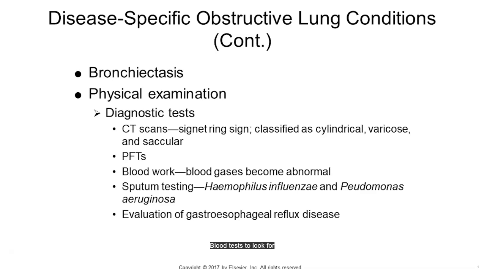Blood tests to look for decreased IgG levels is important as immunodeficiency may play a role. Sputum testing will often reveal primarily Haemophilus influenzae or Pseudomonas. Evaluation for reflux is important since GERD contributes to the development of bronchiectasis.